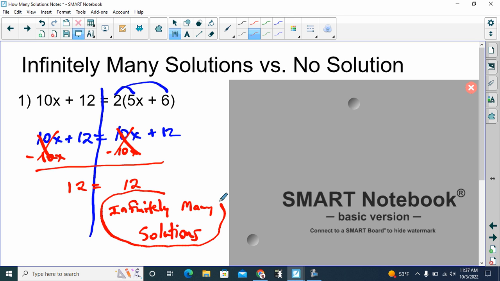And you might have recognized a little earlier at this step right here, it says 10x plus 12 equals 10x plus 12. I have exactly the same thing on both sides of the equal sign. That is an identity, which tells us that we have infinitely many solutions.